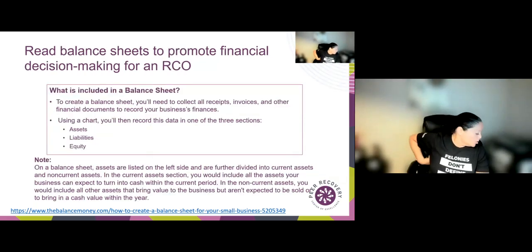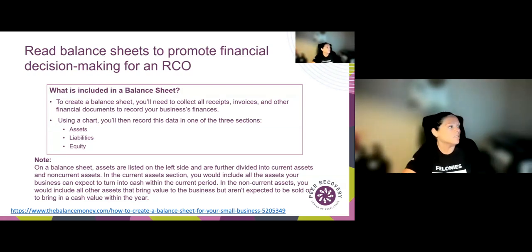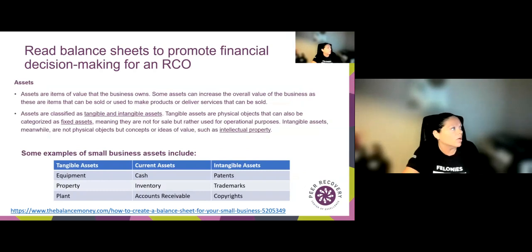So what is included in a balance sheet? To create a balance sheet, you'll need to collect all receipts, invoices, and other financial documents to record your business's finances. Using a chart, you'll then record this data in one of the three sections: assets, liabilities, and equity. Going to minimize chat. So if I miss anything important, somebody please stop me if we need to stop and answer a question. So assets are items of value that the business owns.